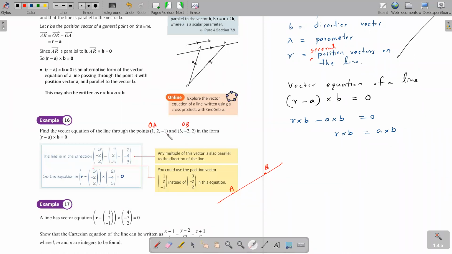Because in R minus A cross B, A is a position vector. For the position vector, you could use (1, 2, -1) here, or (3, -2, 2), anything. Okay, and the direction vector, of course, is the AB one. The AB vector is found here.